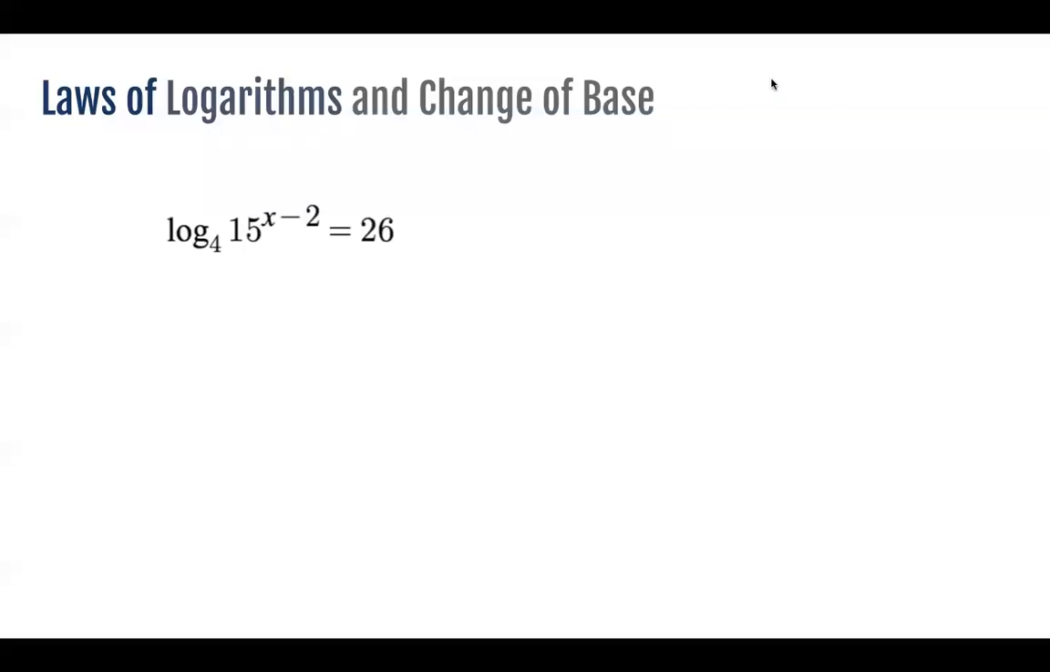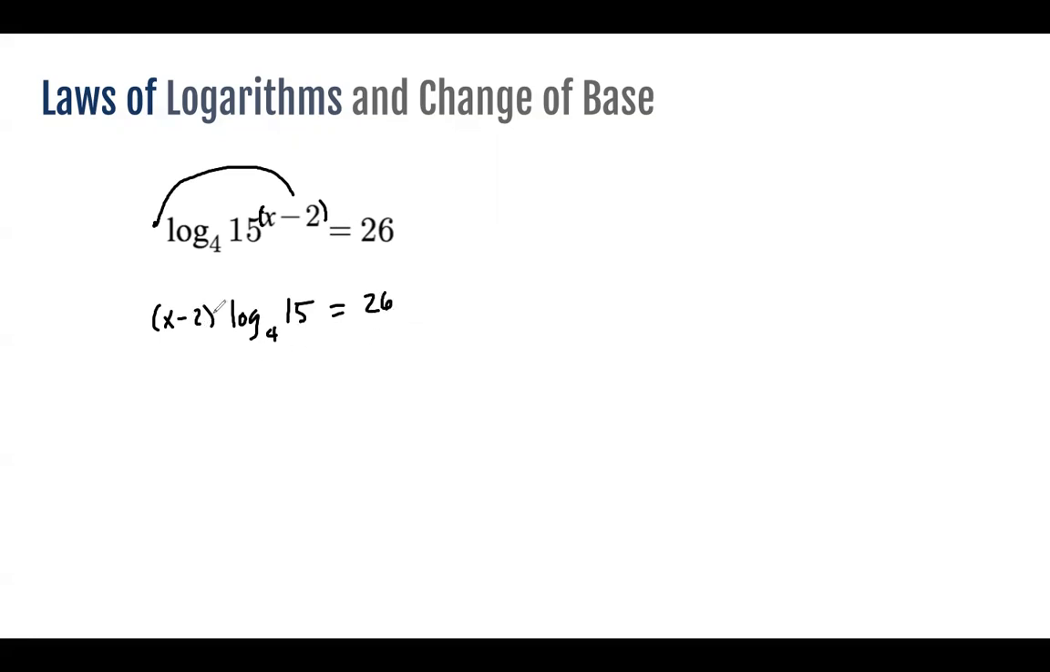In this example, we're going to see how to use both the laws of logarithms and the change of base formula in order to solve this problem. If you notice here, we have the exponent, and because of the laws of logarithms, that exponent can become a multiplying factor. So I'm going to write it as x minus 2 that multiplies the logarithm base 4 of 15, and that is going to be equal to 26.